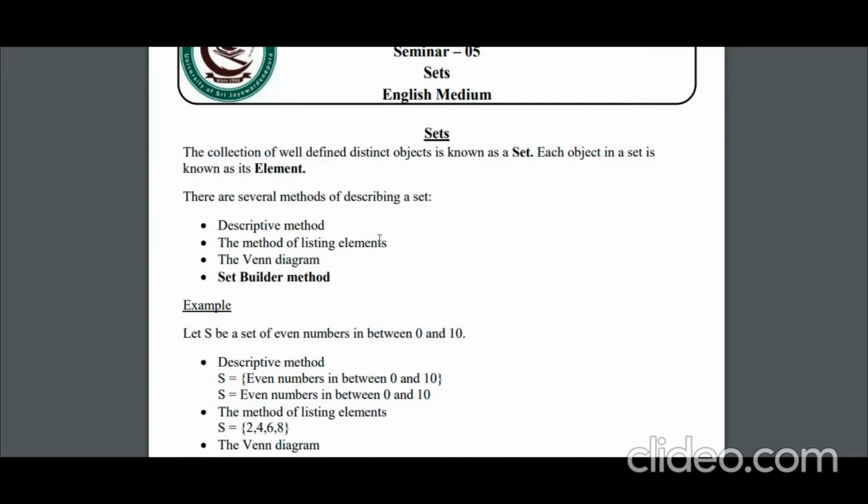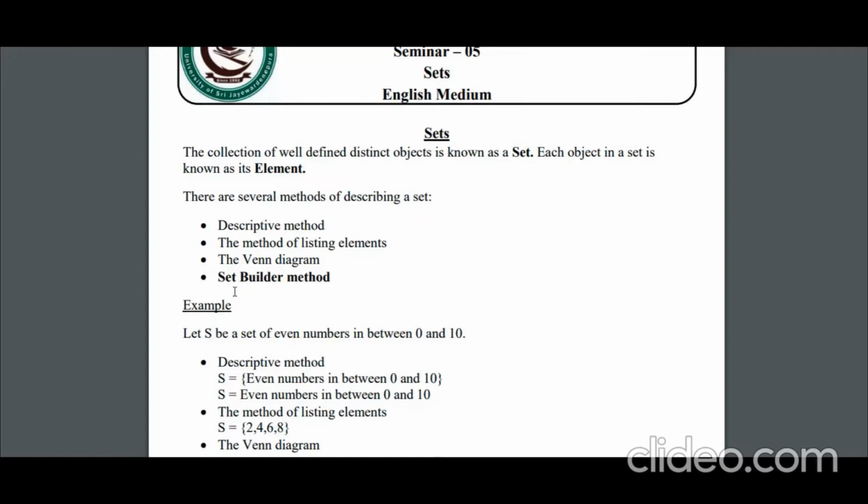Next, the method of listing elements. What are the elements inside? As we said, a set is a collection of elements. So if you describe it as even numbers between 0 and 10, the elements would be 2, 4, 6 and 8. That's how we use the method of listing elements.